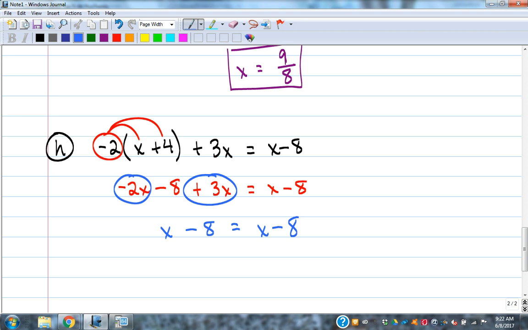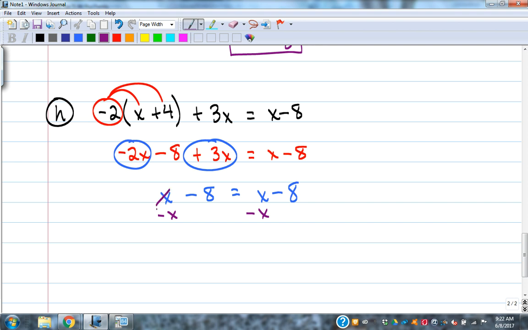That means something pretty special when that happens. When both sides of the equation are exactly the same, if I move this x over here, what happens to them? Yeah, they come to 0. They cancel each other out. And it ends up being -8 is equal to -8. Is -8 equal to -8? Is that true? If there's -$8 in my checking account today, and then tomorrow there's -$8 in my checking account, that's the same amount of money, or lack thereof. So that's always true.